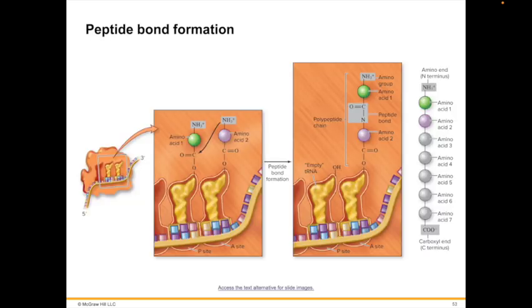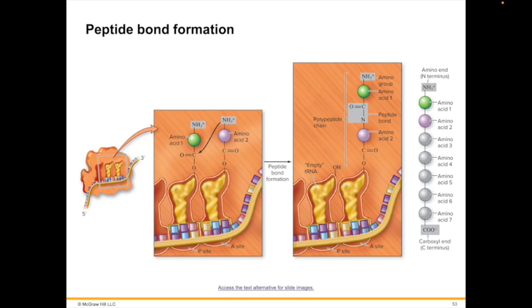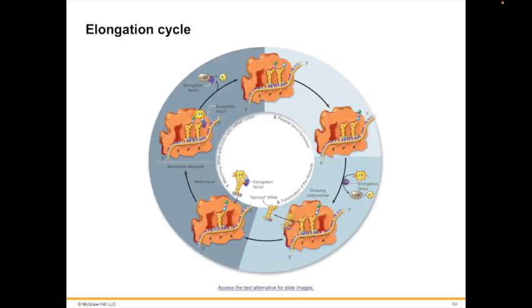The addition of successive amino acids occurs in a series of events in a cyclic fashion, matching tRNA anticodon with mRNA codon. That's the first step of the cycle, and let's go to that now. So number 1 is located in the center of this cyclic photo, or this donut resembling photo. Number 1, in the dark blue to your left, is matching tRNA anticodon with the mRNA codon.